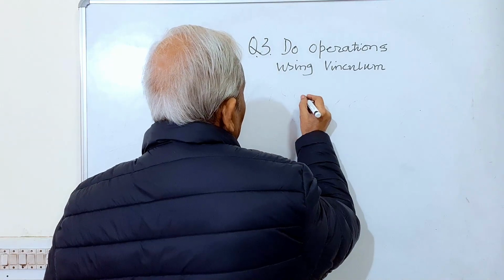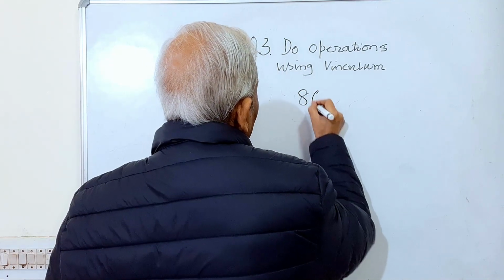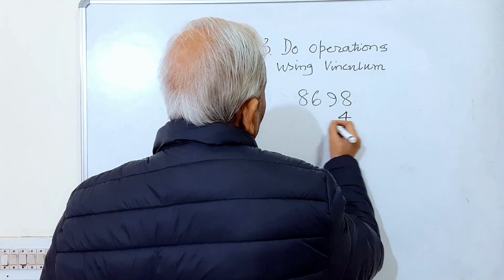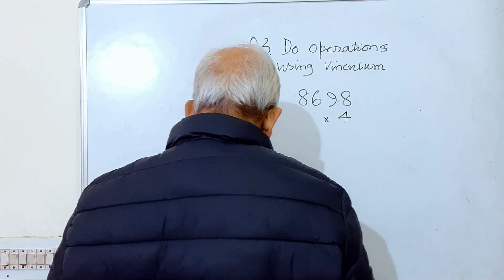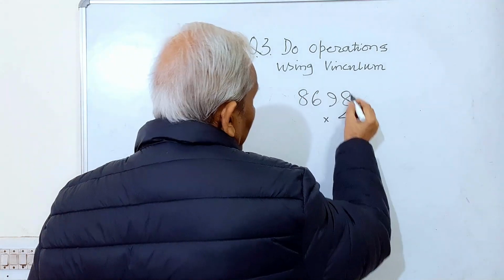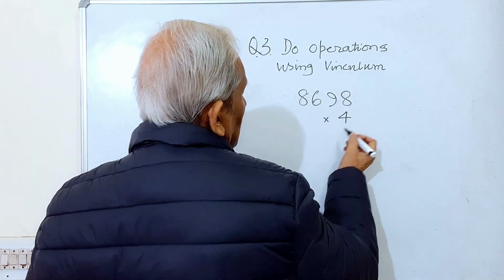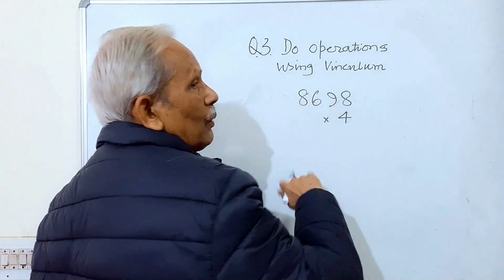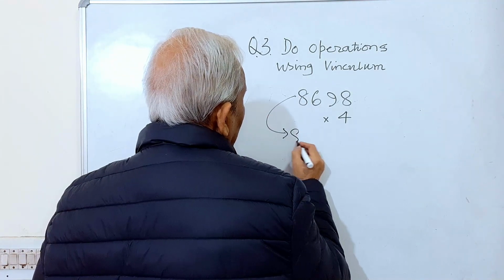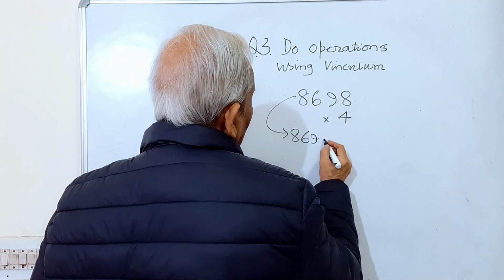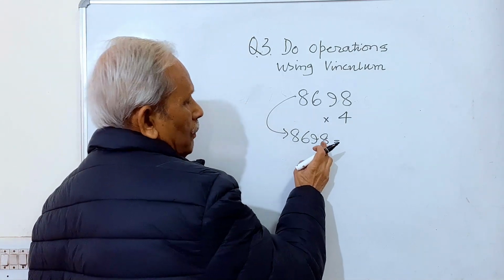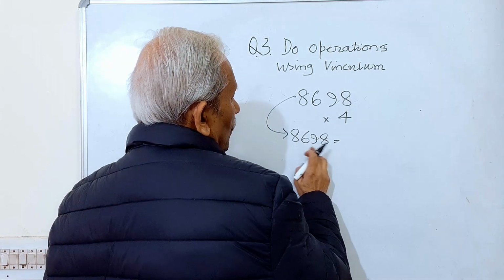Can you do another number? 8698 into 4. Right? So what you want is that you should vinculate this number and then multiply by 4 and then devinculate it. That is the process. So when you vinculate it, 8698. Suppose you are vinculating only one digit from here. So what will happen?